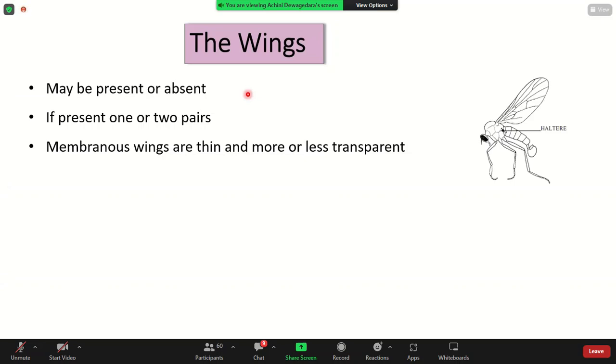So wings may be present or may be absent. Some insects have wings while some insects do not have wings. Generally, if wings are present, they are present from the second thoracic segment, that is the mesothorax, and in the metathorax. Sometimes one pair or 2 pairs of wings are present.